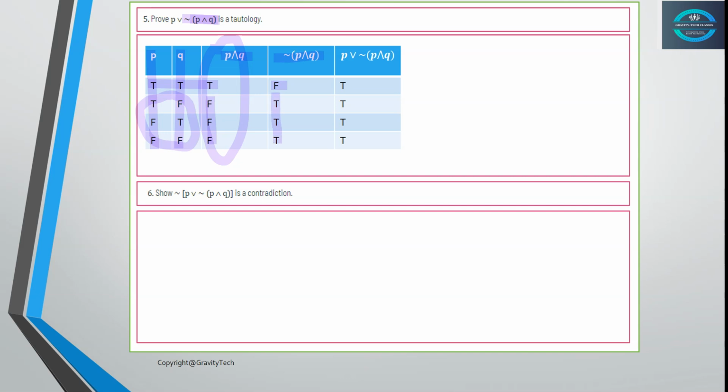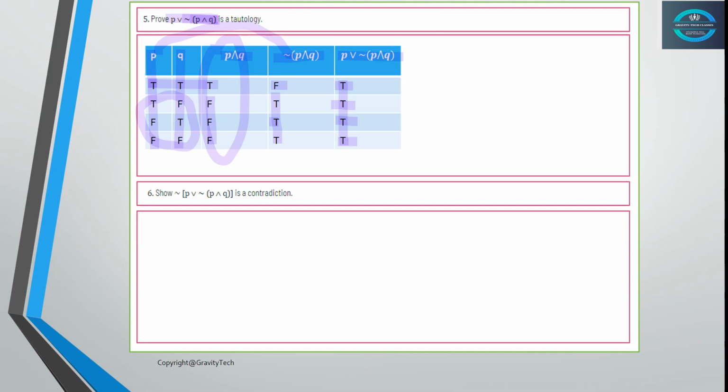Now we want P or negation of P and Q. That means the or of these two. Or means what? At least one T, then T. So there is a T here. So there is a T, right? Now here also T. So there will be T. Is there a T? Yes. Here is a T. So there is a T. Similarly, here is a T. So there is at least one T everywhere, right? So thereby, if you look at this now, everywhere it is T, T, T, T, T.